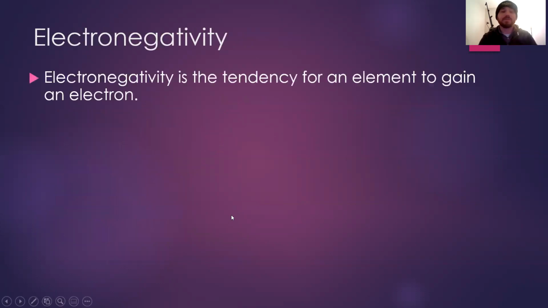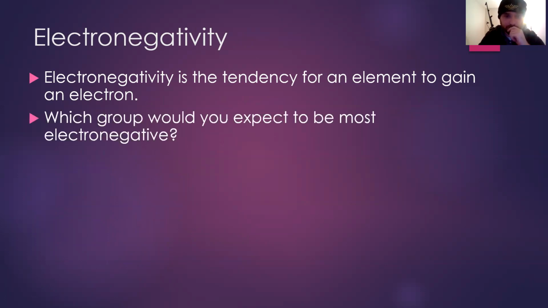So electronegativity. First of all, we have to know what electronegativity is. Electronegativity is the tendency for an element to gain an electron. So things that really want to bring electrons to them are very electronegative, and things that really don't like gaining electrons tend to push electrons away. They're very low in electronegativity.